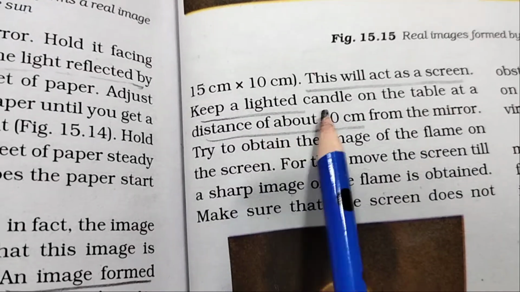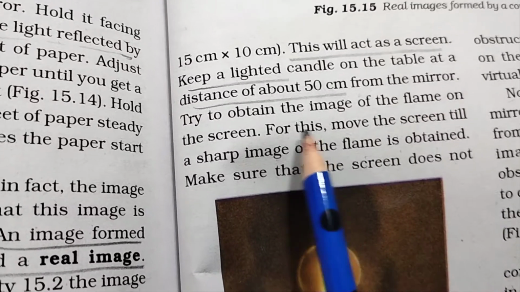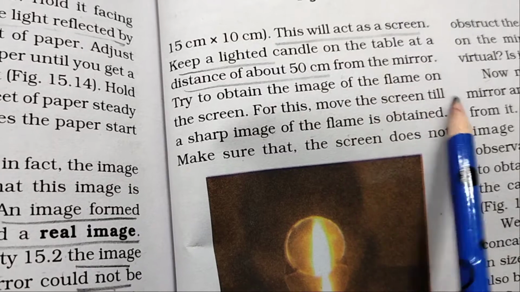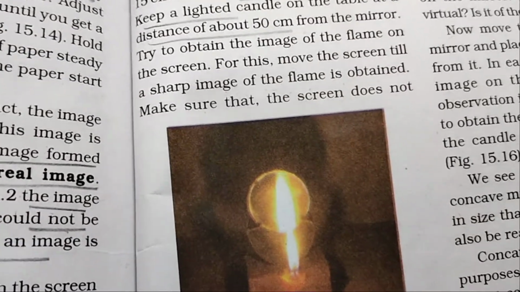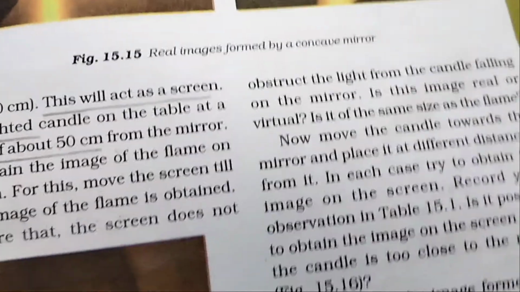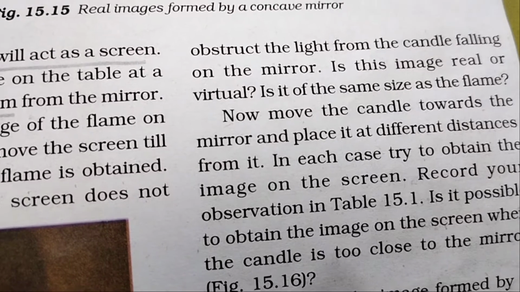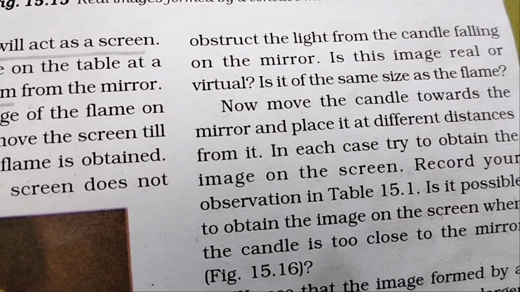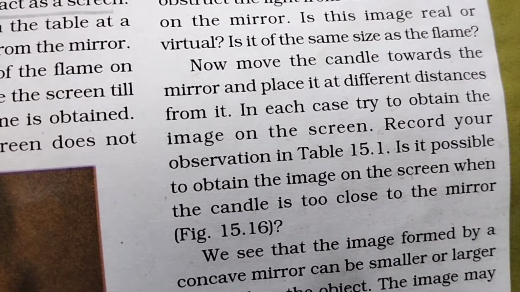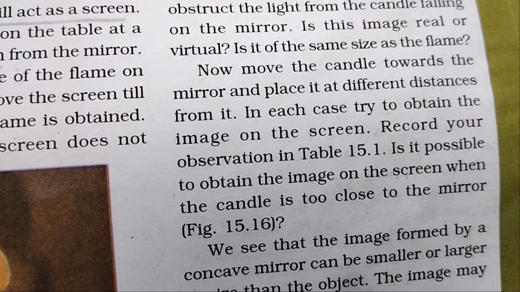So you can keep a lighted candle on the table at a distance of about 50 centimeters from the mirror. You can try to obtain the image of the flame on the screen, and for this you can move the screen till the sharp image is obtained. You can make sure that the screen does not obstruct any of the light of the flame which is falling on the mirror. Is the image real or virtual? Is it of the same size as the flame? You can now move the candle towards the mirror and find out the answers to these questions, and you can place it at different distances from it.